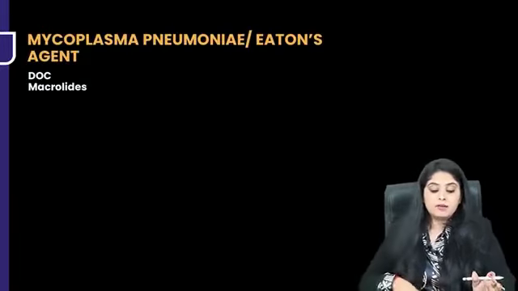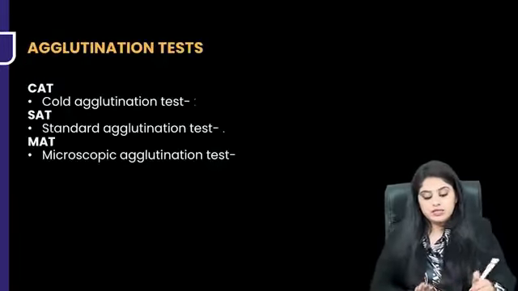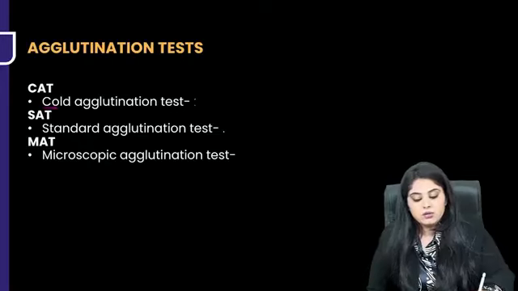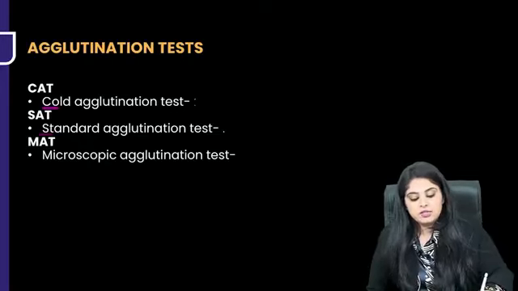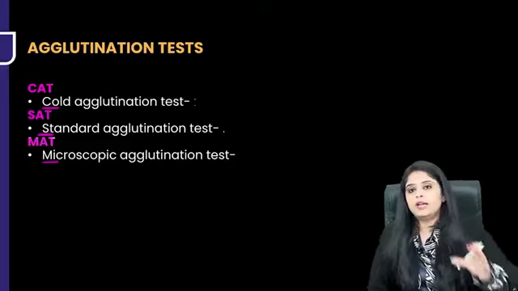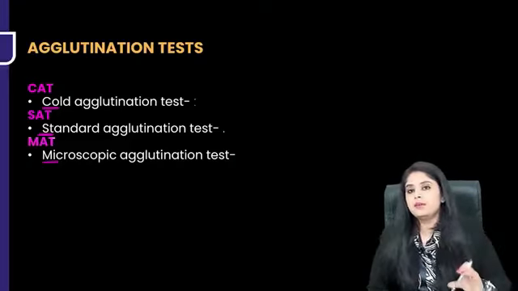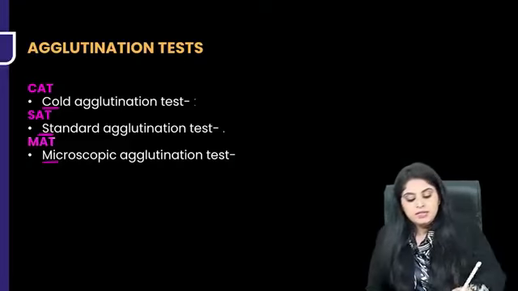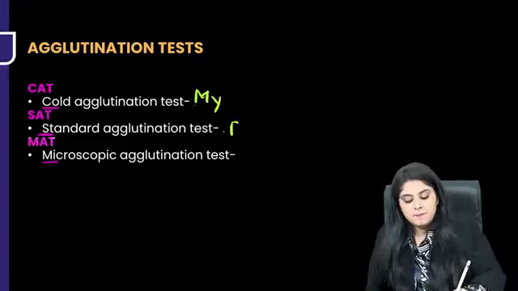And I had promised you that I'm going to give you a summary of all the agglutination tests. So cold agglutination test, standard agglutination test, microscopic agglutination test. What is the mnemonic? There is a cat who sat on the mat. So cold, standard and microscopic. Cat is known as Billy. So we learn it as My Billy.